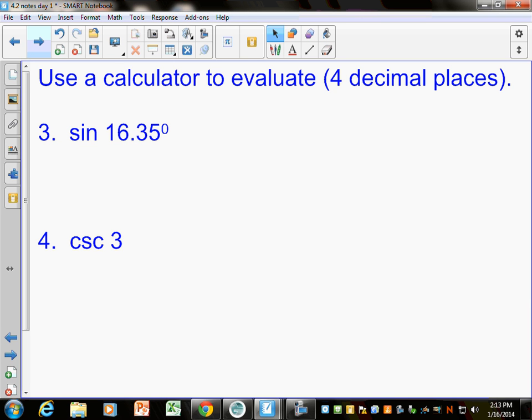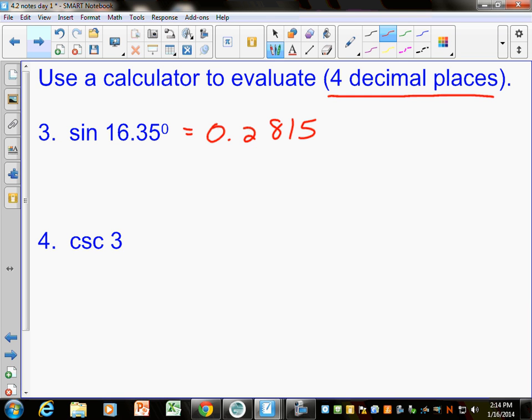So you always want to make sure what mode you're in. I can tell you that every year that I've taught precalculus, there are people that miss points because their calculator's in the wrong mode. And so you have to make sure you're in the right mode. If you're in degree mode, on most calculators you just hit the sine button, type in 16.35, and it gives you the answer. Some calculators, you have to hit this and then sine, but most calculators aren't like that anymore. So let's just type it in our calculator, go to 4 decimal places to make sure that we would get the same answer. 0.2815 would be 4 decimal places. Anyone have questions about that?